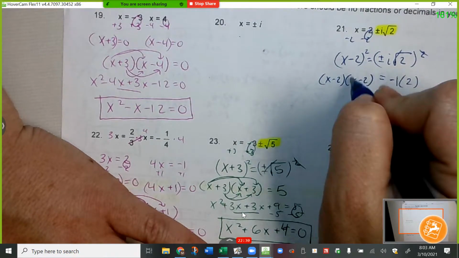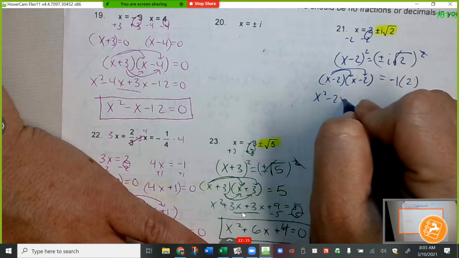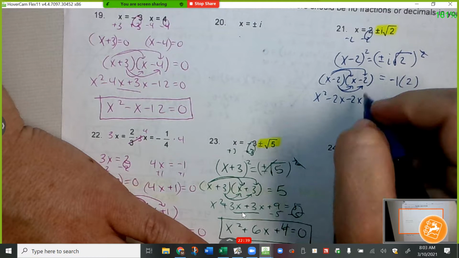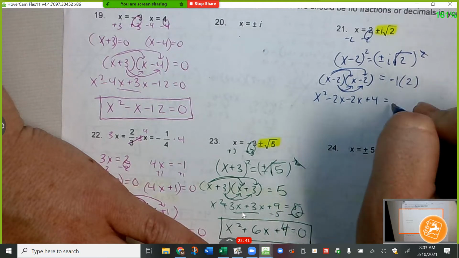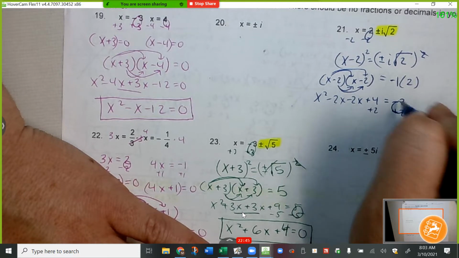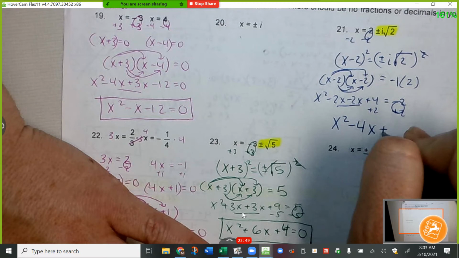So x times x is x squared. x times negative 2 is negative 2x. Negative 2 times x is negative 2x. Negative 2 times negative 2 is positive 4, equals negative 2. Add 2 to both sides and combine like terms. So x squared minus 4x plus 6 equals 0.